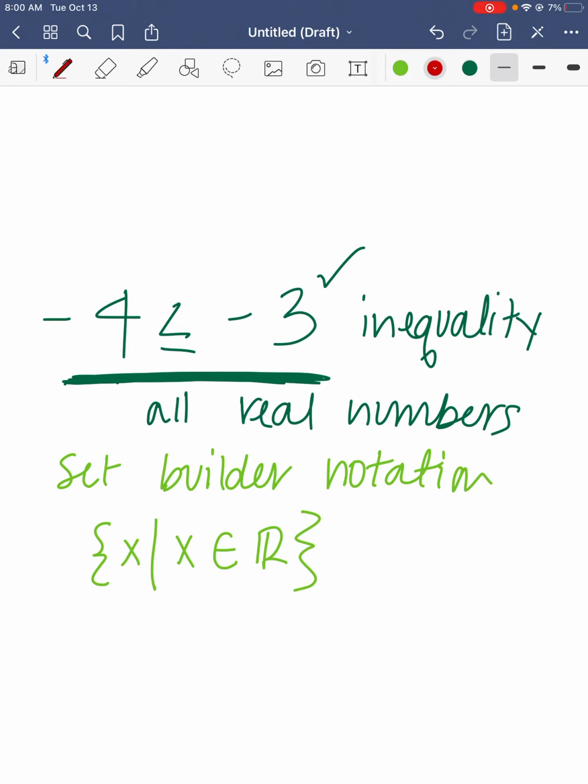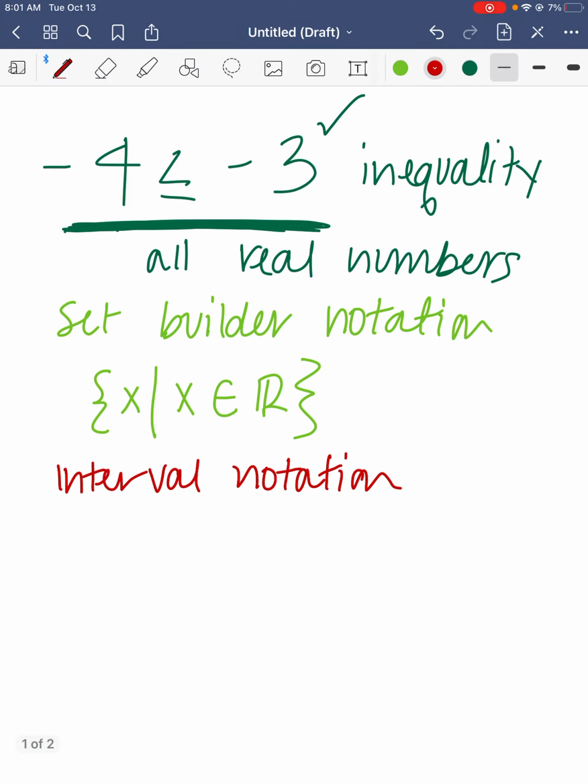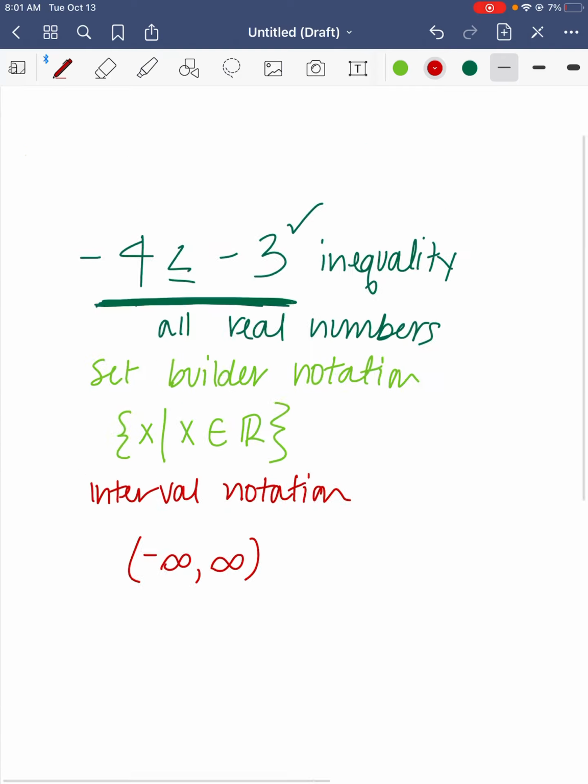In interval notation, not much changes. We're still going to have a lower bound, and if it's all real numbers, our lower bound is going to go into the negative and the positive direction forever. So our lower bound is going to be -infinity, our upper bound is going to be infinity. Always use parentheses with these. So that is how we write that in interval notation.